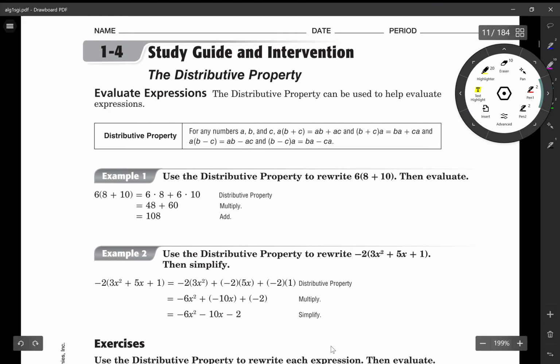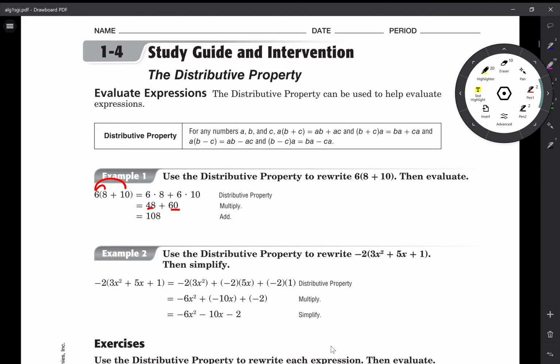So if we were going to draw some pictures here, for example, in example 1, we have 6 times the sum of 8 and 10. Well, we're really going to take 6 and multiply it by 8, and 6 and also multiply it by 10. A lot of people go, well, I'm just going to do 8 plus 10, that's 18 times 6. But you may not be able to do that in your head. You know 6 times 8 is 48, and you know 6 times 10 is 60. That's going to be a lot easier to do sometimes in your head.